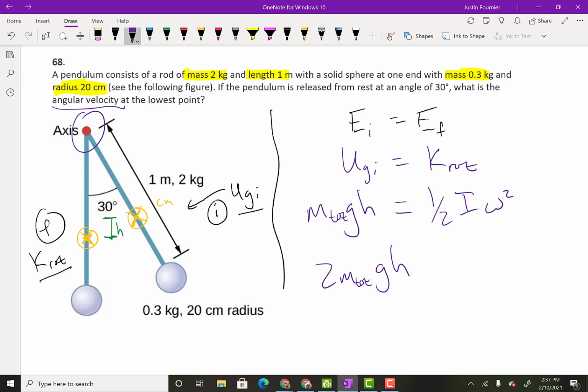So the total mass would be 2.3 kilograms, right? Okay, so equals, and so divided by I, and then I take the square root, and there you go. Now I got to find out the moment of inertia, and that's the trickier part here.